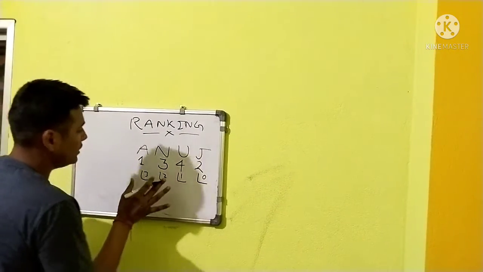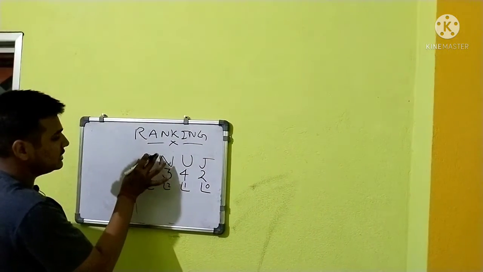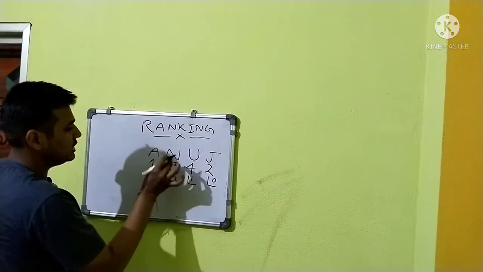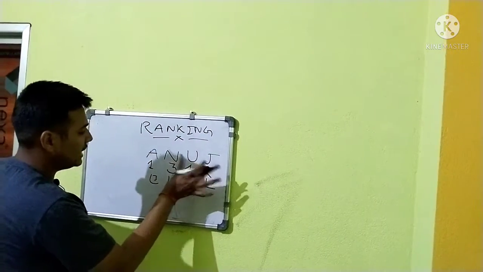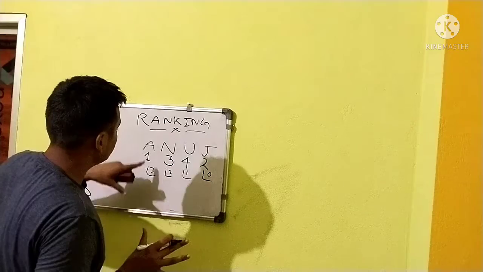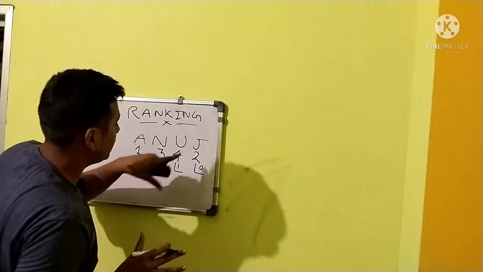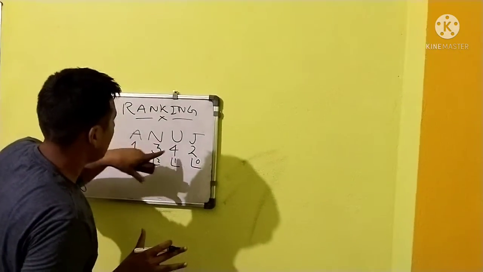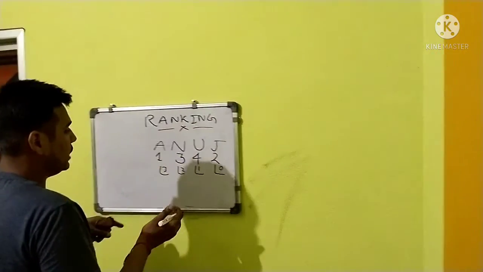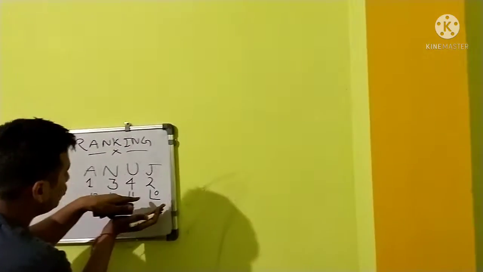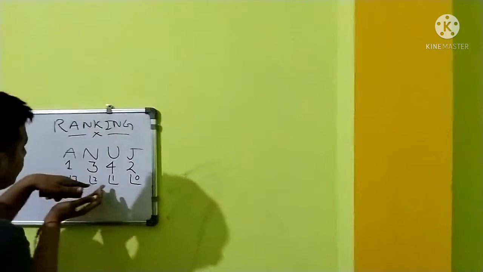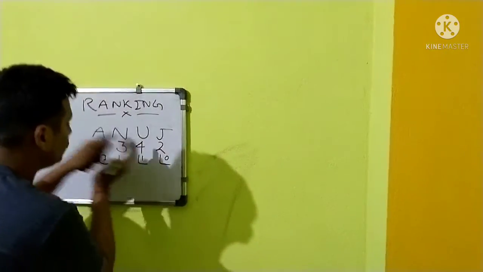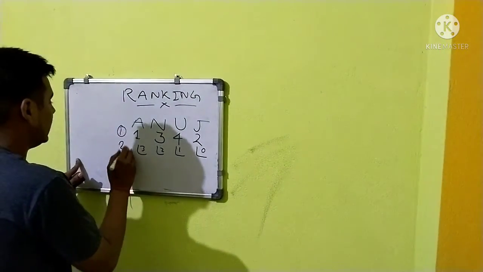The first step is you will have to arrange these English alphabetical letters A, N, U, J according to the ascending order. That is, which comes first. A comes first, after that J comes, after that N, after that U. Second step, what will you do? You will have to give 0 factorial, 1 factorial, 2 factorial, 3 factorial in a systematic way from left to right. This is your second step.